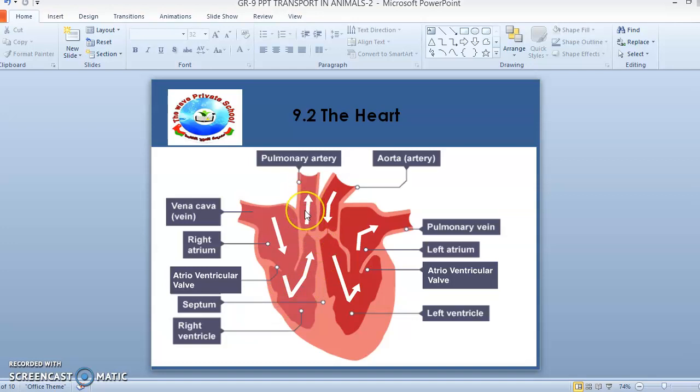Let me revise finally. The atria receive blood from the lungs and the other parts of the body. They push it into the ventricles, and the ventricles send the blood out to the pulmonary artery and the aorta. I hope you have understood the function of the heart.